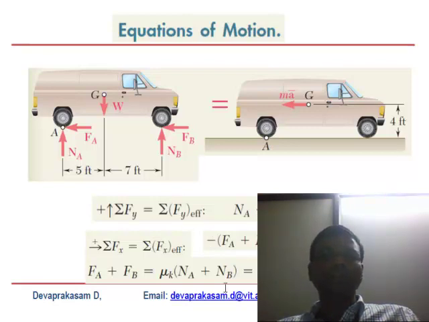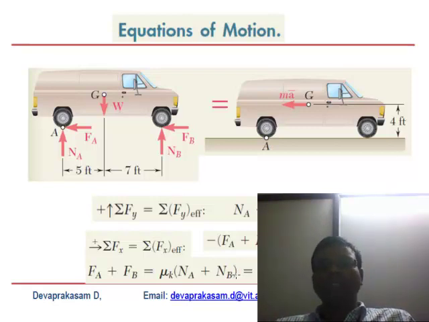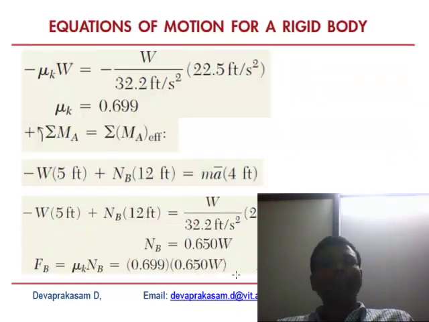So finally you will get FA plus FB is equal to mu k into NA plus NB. This comes from your kinetic friction constraint equations. So that's equal to mu k into W, the weight of the vehicle. From that you can find out, you know that the acceleration due to gravity in feet per second squared is 32.2. So substitute that, you will get mu k is equal to 0.699.